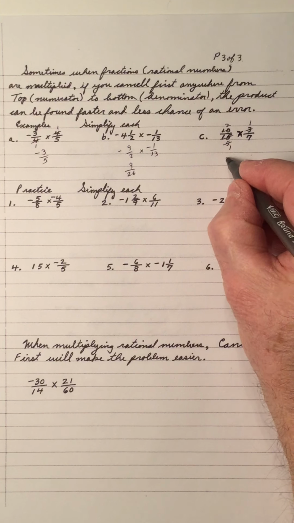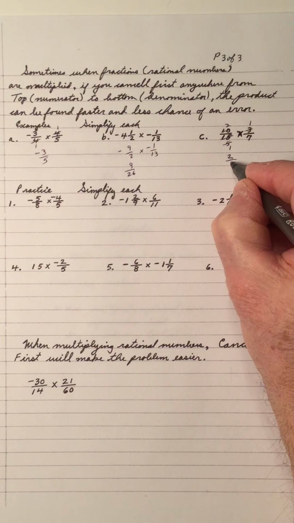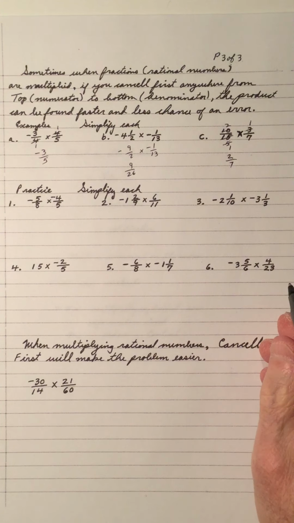So I have that done. So I get 2 times 1 is 2, 1 times 7 is 7. There's 6 here to work out. Work them out, pause the video, work them out, and come back to see if you're right.